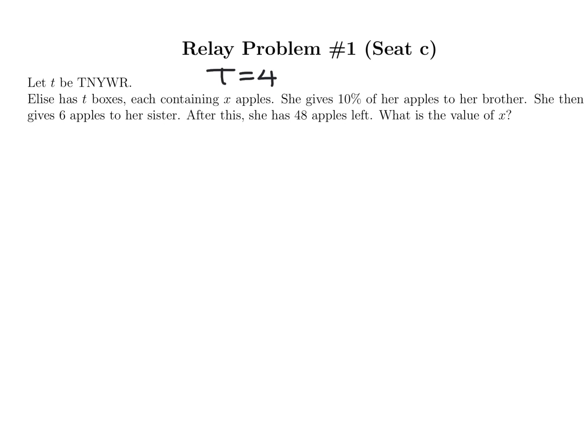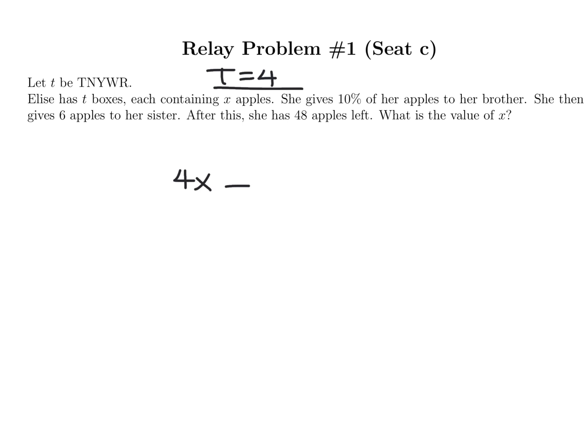Elise has T boxes, each containing X apples. She gives 10% of her apples to her brother. She then gives 6 apples to her sister. After this, she has 48 apples left. What is the value of X? So, initially she has T boxes, which is 4 in our question, and X apples in each. So she has a total of 4X apples.